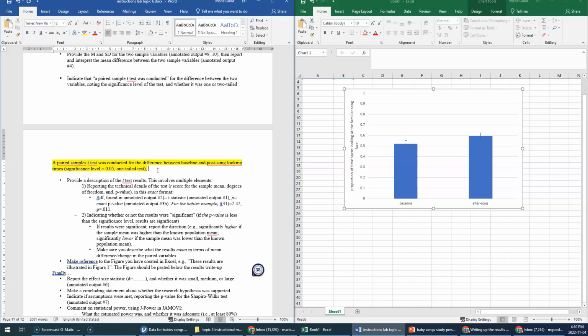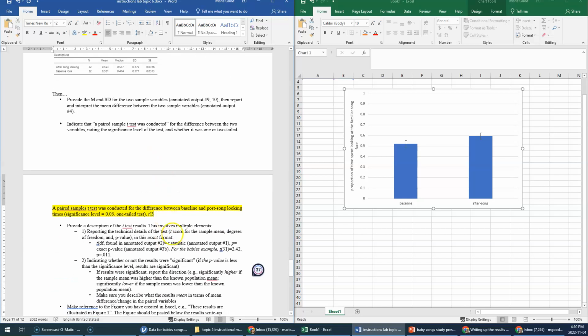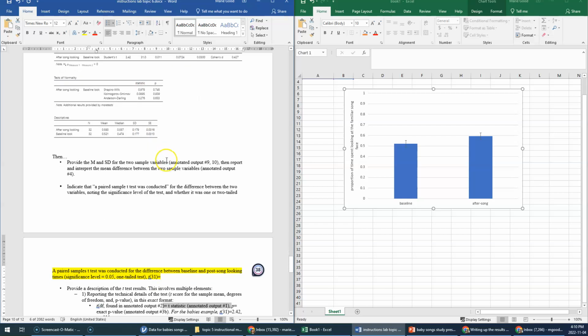This is similar to what you saw before for the single sample t-test. This is what it looks like. We report t and then the degrees of freedom, which is right up here. So t brackets 31 is equal to, and then we report our t-statistic, which is right here, 2.42.